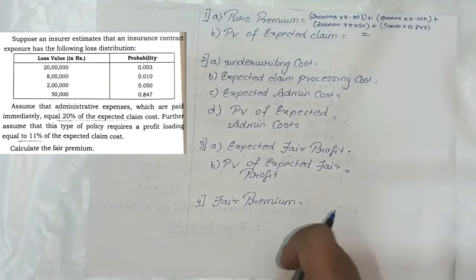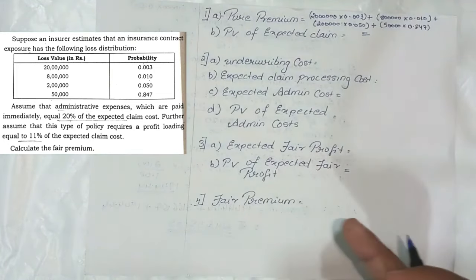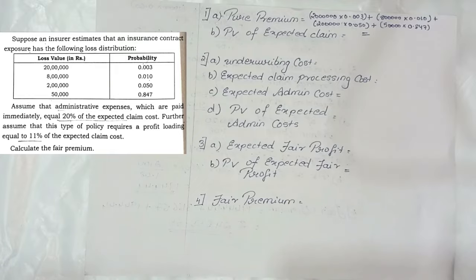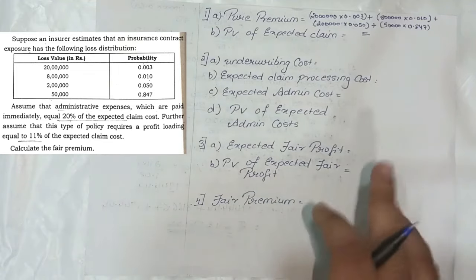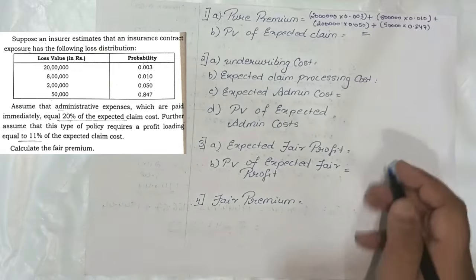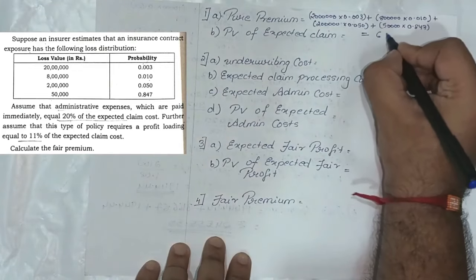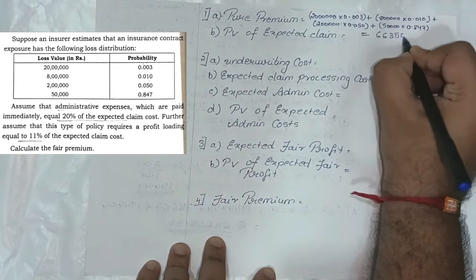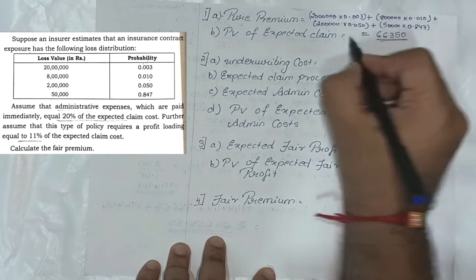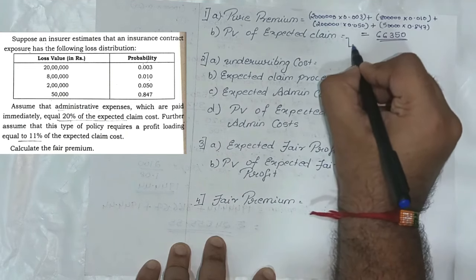There was no 0 in this, so we have to find the value for each and every one. So 0.003 into 20 lakhs, plus 0.010 into 8 lakhs, plus 2 lakhs into 0.05, plus 50,000 into 0.847. On the calculator, when you solve the values, the answer that you should get is 66,350.